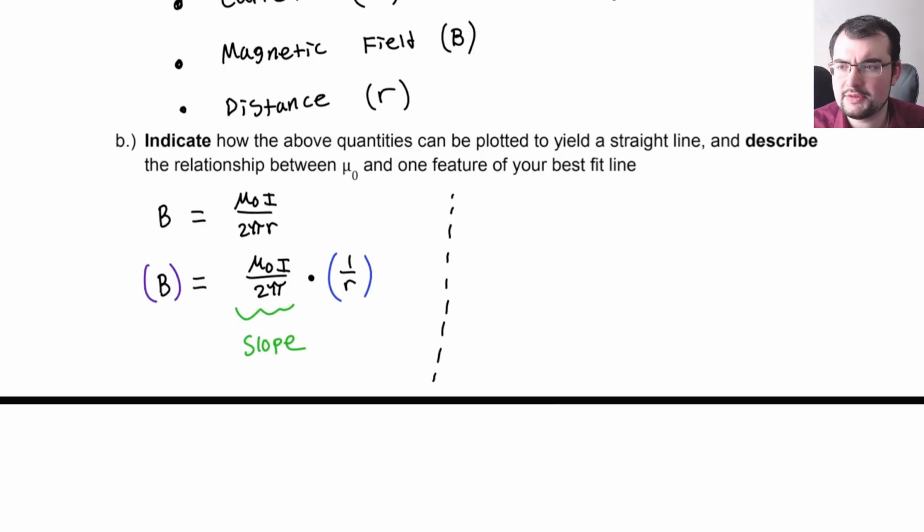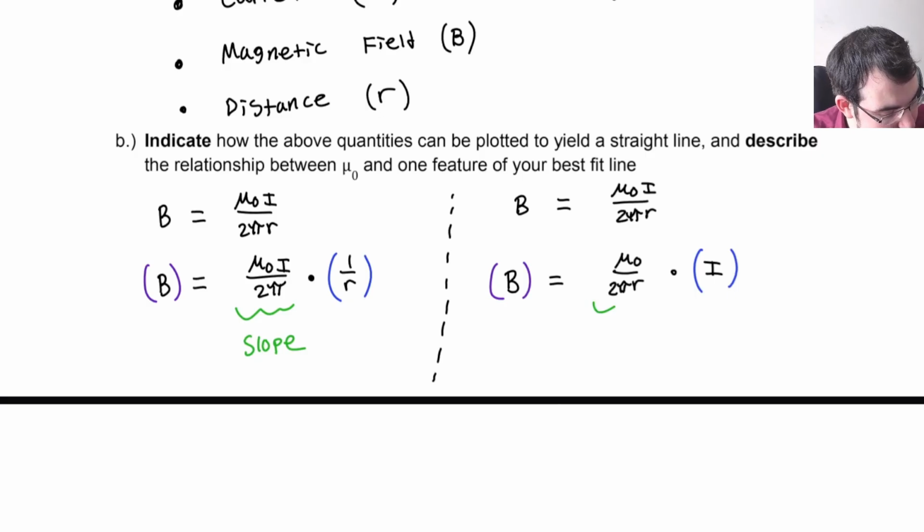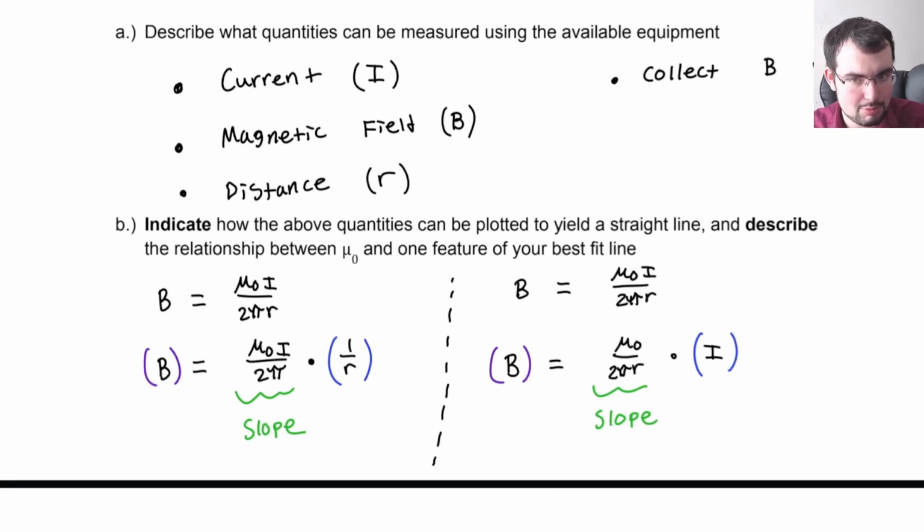Or you could say, I'm measuring the distance once, not changing it, but instead pumping more and more current into the wire. That's also totally legal. B equals mu naught I over 2 pi r is the same thing as mu naught over 2 pi r times I. So I could have just as easily said B goes on the y-axis, I goes on the x-axis, and mu naught over 2 pi r is the slope if I measure the distance once and change the current. So there's a couple approaches here.